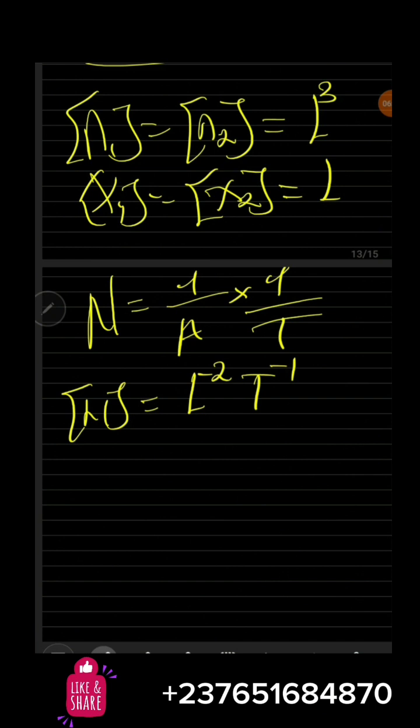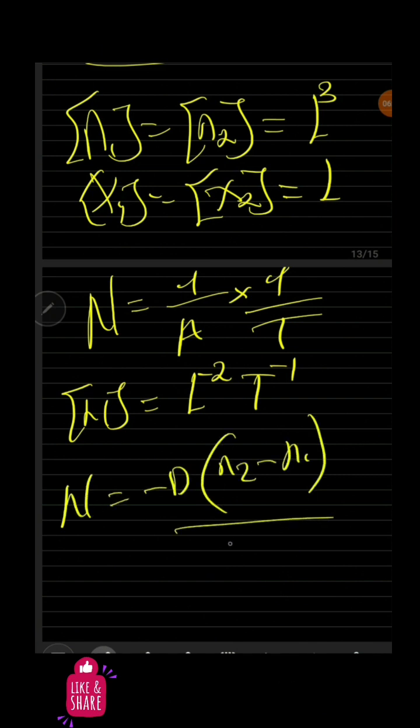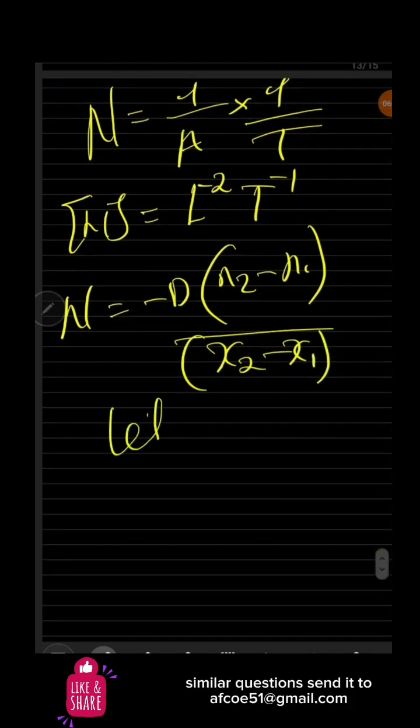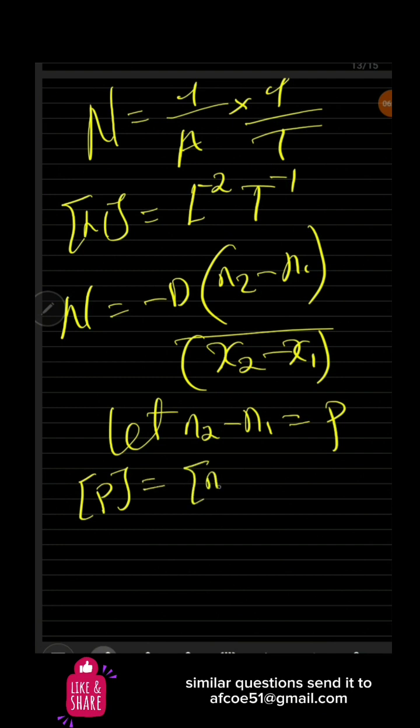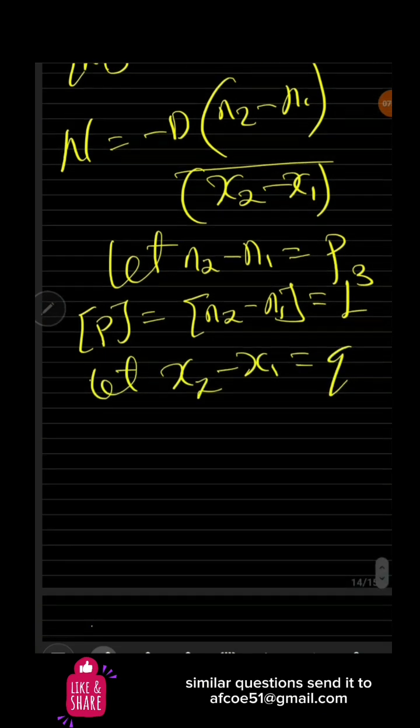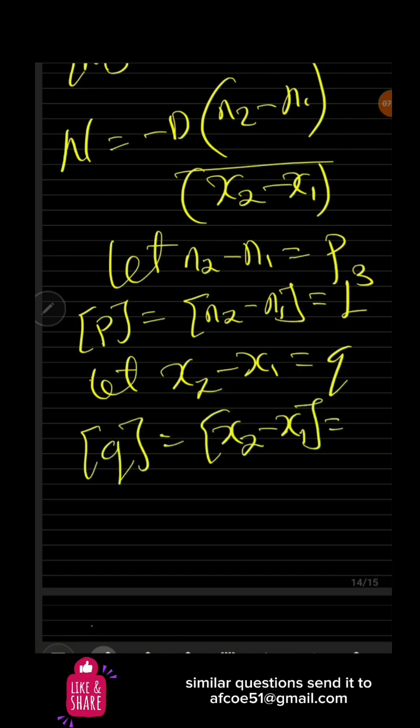So I would say this is the formula. Let me write it: n equals negative D into (n2 minus n1) all on (x2 minus x1). Okay, I will say let n2 minus n1 equal P. So dimensions of P equals dimensions of n2 minus n1, which is equal to L^-3, as the situation stated. Then also let x2 minus x1 equal Q. So dimensions of Q will be equal to dimensions of x2 minus x1, which is equal to L.